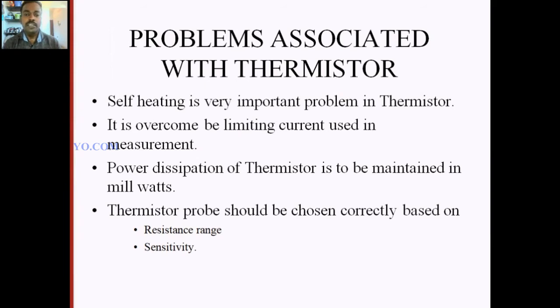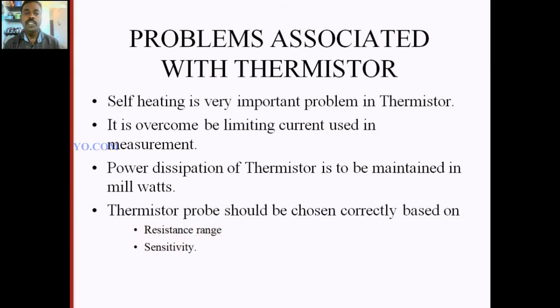The thermistor probe should be chosen correctly based on resistance range and sensitivity, because the thermistor changes its resistance value according to the temperature change. The thermistor is a small device connected by wires, so the probe is very important. It depends on resistance range and sensitivity. Other wires or probes have some resistance, which is added to the thermistor resistance and shifts the temperature reading, producing a wrong answer. Sensitivity is also important. The wire should have high sensitivity, then only can we measure the accurate value. These are the important considerations while making temperature measurements using a thermistor.